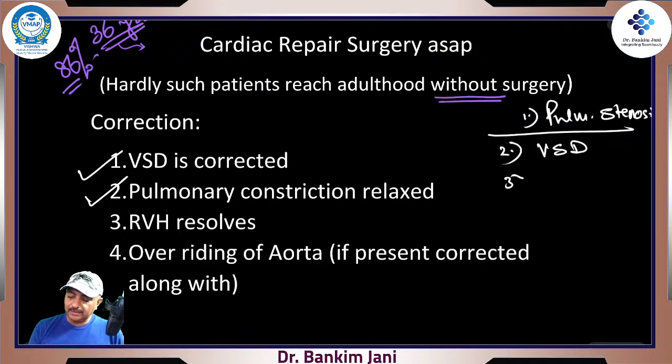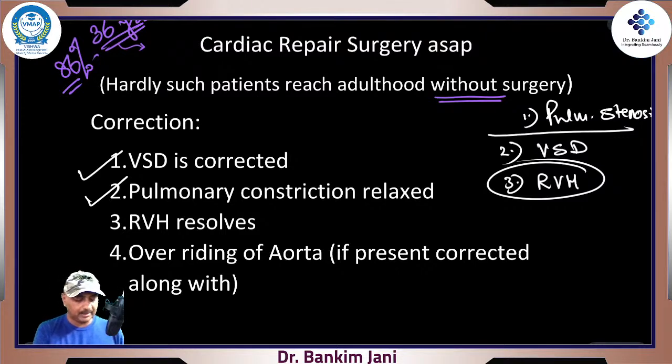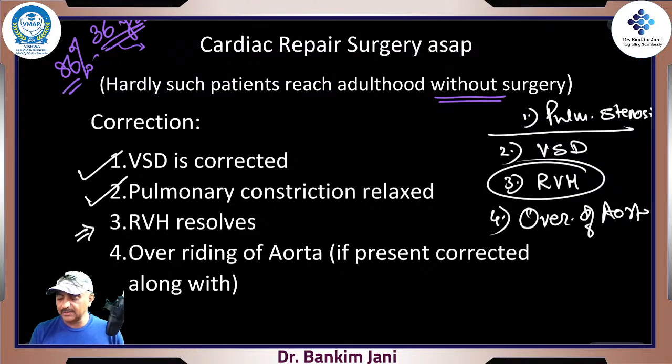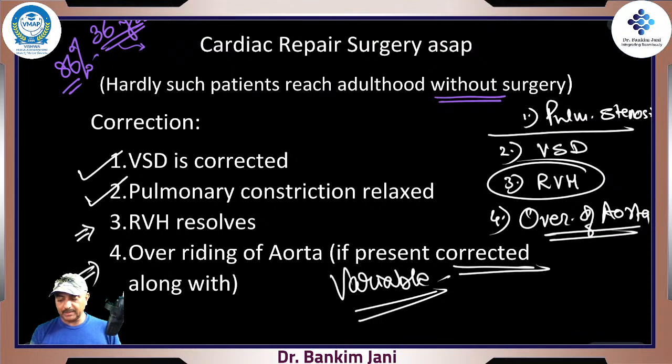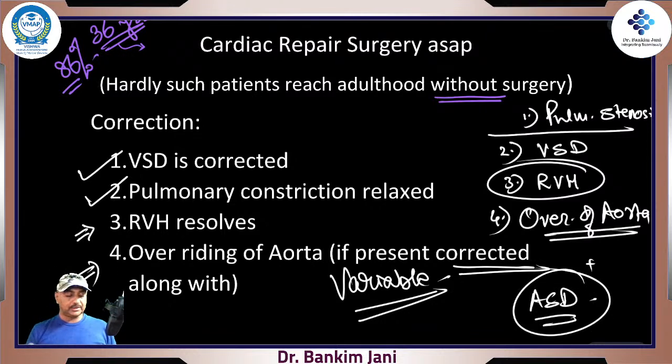When these two things are done, our third finding, right ventricular hypertrophy, nothing much can be done directly, but when these two things are resolved, right ventricular hypertrophy resolves by itself. It takes time, but it is done. The fourth thing, the overriding of aorta, is the most complex, but it is variable. This finding is variable, but if it is present, it definitely requires attention, and we have to correct it. Plus, if there is also an ASD, then you have to take care of the ASD also. You have to repair the ASD.